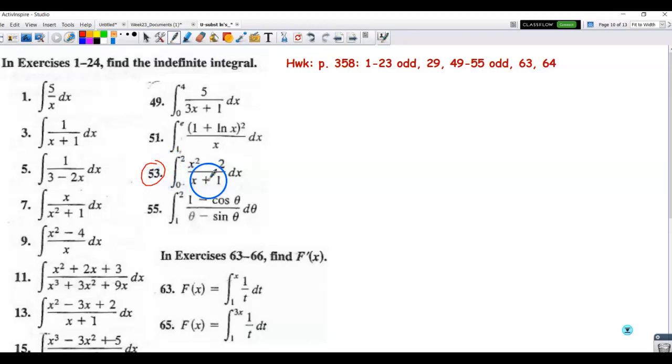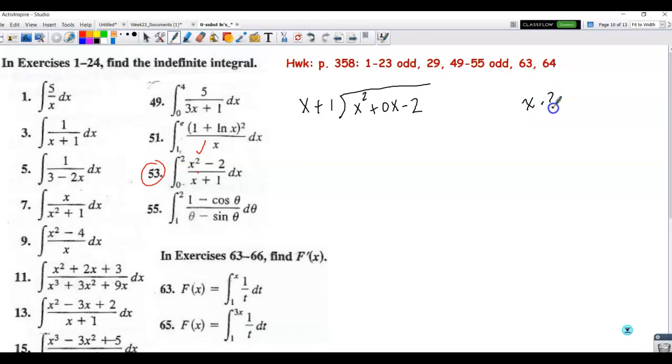In number 53, I think I'm going to do long division. Is there anything else that I want to do? Remember, it's all about looking at strategies. I have a larger power in the numerator than I do in the denominator. So I think I'm going to go with long division because the numerator doesn't factor. So x plus 1, x squared plus 0x, there's my placeholder, minus 2.